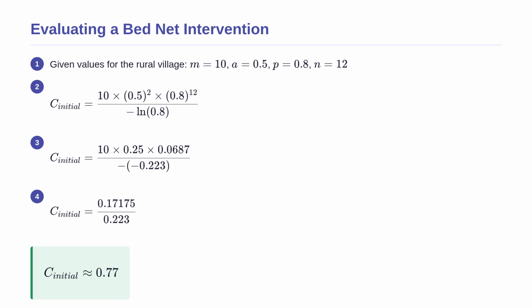We want to find the initial vectorial capacity. We substitute these values into our equation. We square the biting rate of 0.5 to get 0.25 and raise 0.8 to the 12th power. After performing the arithmetic, we find the initial capacity is approximately 0.77. This means every infected person generates merely one new infectious bite per day.